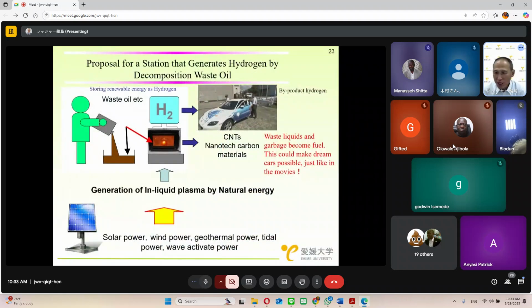So, in any case, since energy is required to generate plasma, renewable energy will need to be used to introduce this technology in practice. At the same time, it will be necessary to improve the efficiency of hydrogen production from the plasma.